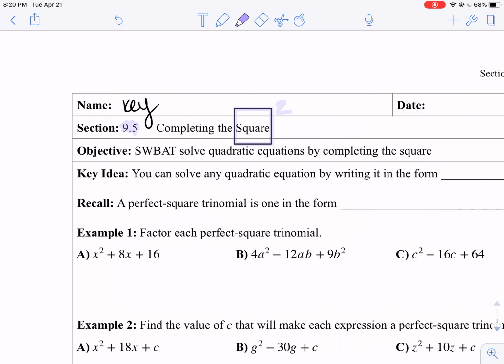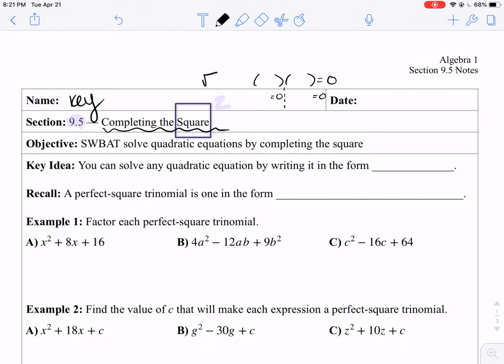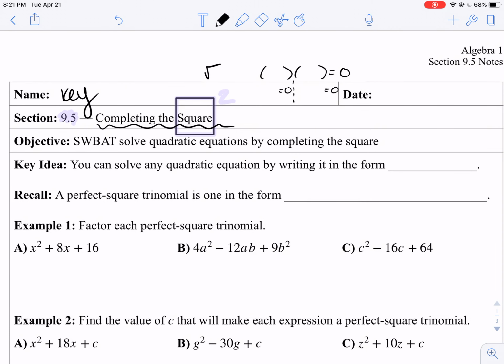In previous lessons, we solved quadratic equations by finding square roots and by factoring. So we did square roots and we split it up and set each factor equal to 0, right? But sometimes that's too hard. Sometimes it just doesn't work. So today we're going to learn a new method called completing the square. You can solve any quadratic equation by writing it in the form of something squared equals something else.